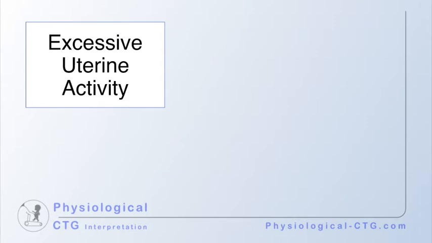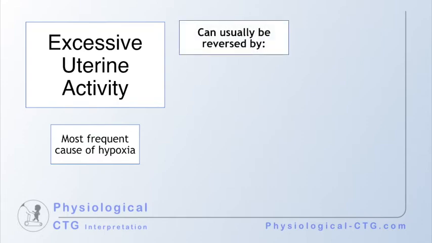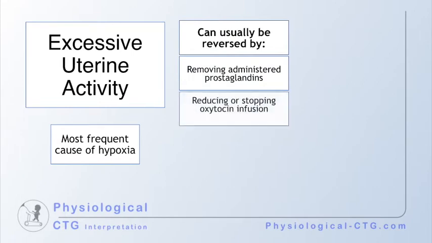Excessive uterine activity, or hyperstimulation, is the most frequent cause of hypoxia. It is important to note that hyperstimulation depends not only on the frequency of the contractions, but also their strength and duration. If the baby is not coping or does not have sufficient time at the baseline to recover in between contractions, then this is hyperstimulation. Hyperstimulation can usually be reversed by removing administered prostaglandins, reducing or stopping oxytocin infusion, and starting acute tocolysis.